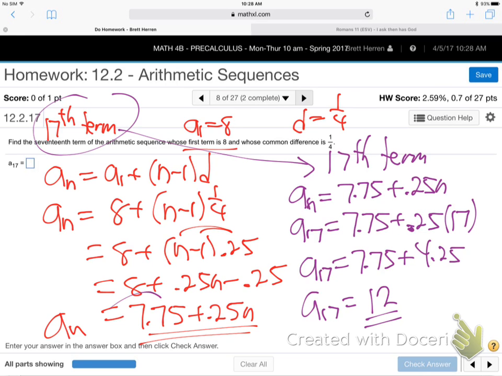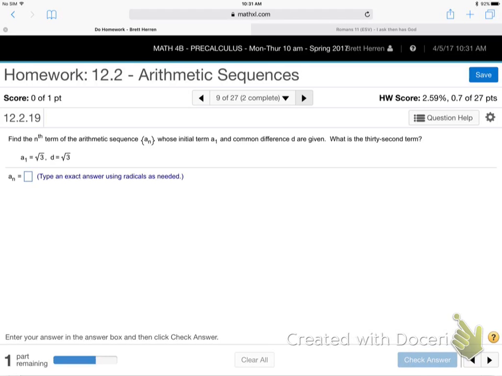So same thing, right? Find the formula, then plug in 17. And we're using the basic setup, which I still haven't explained where that came from. A1 plus n minus 1 d. All right, you got that. All right, try that one.